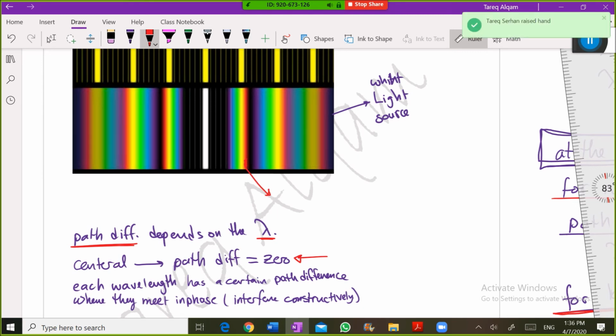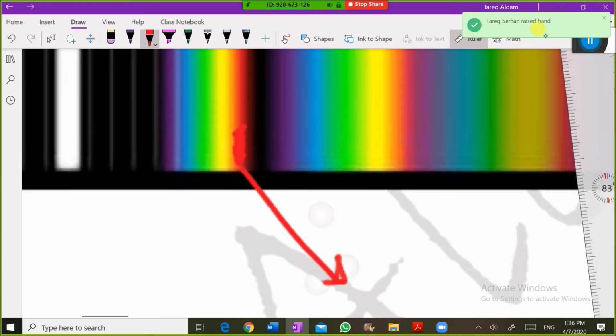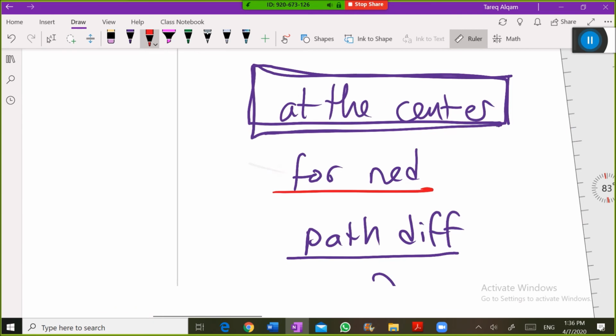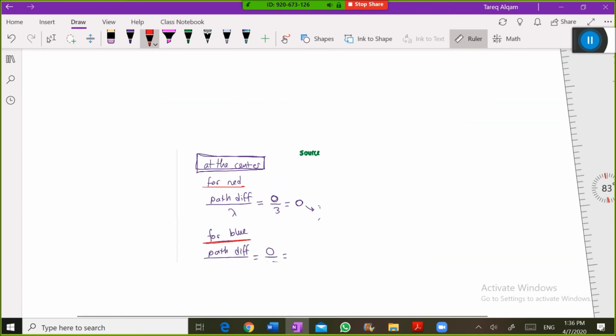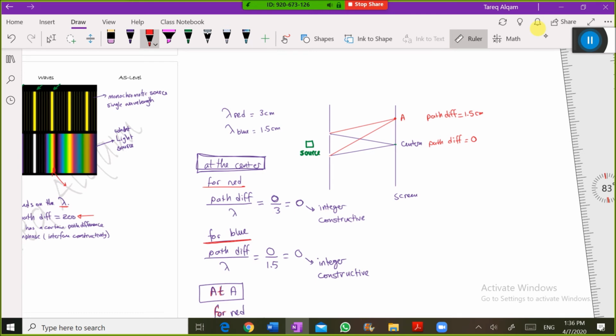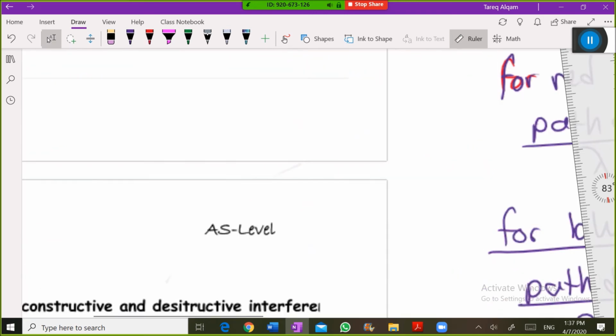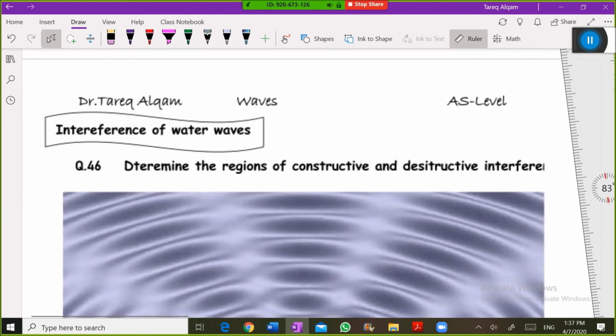So in this position, what do we observe? And at yellow, for example, like what I showed you here. Now at this point A, at this position exactly, if I consider these numbers as the right numbers, I will observe the blue, but I will not see the red, right? Because the red at this point makes destructive interference, but the blue makes constructive. Is that clear? Any question, guys?